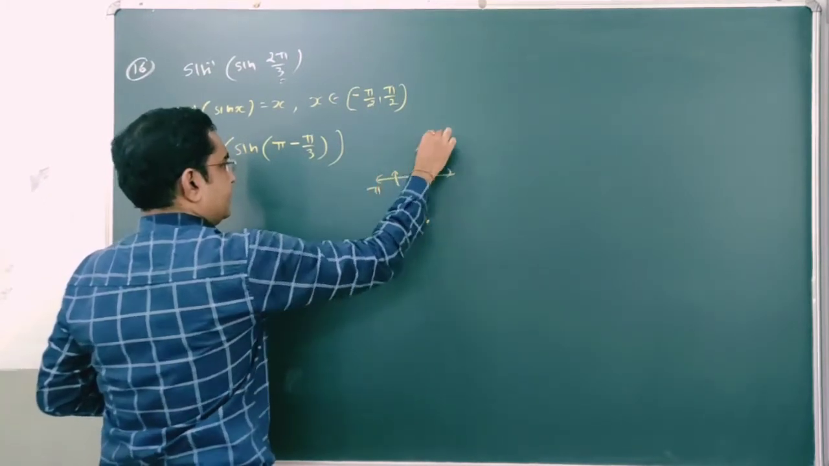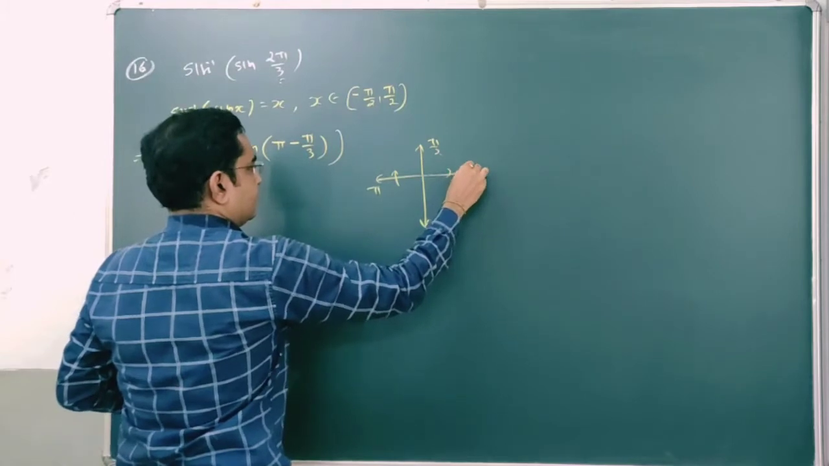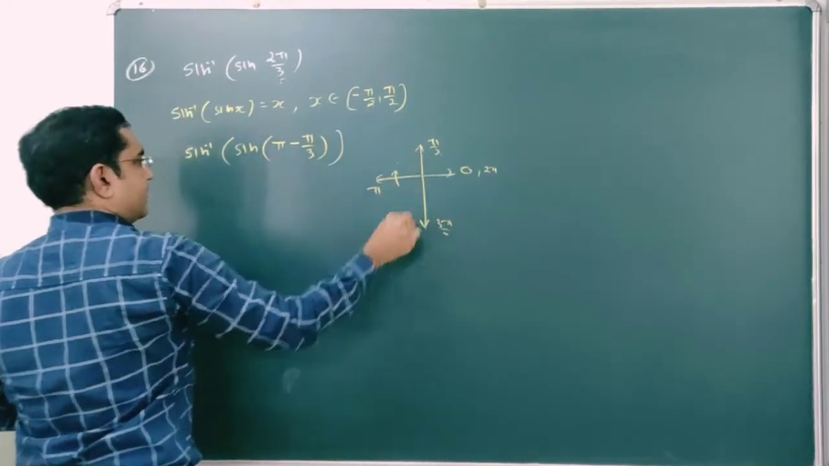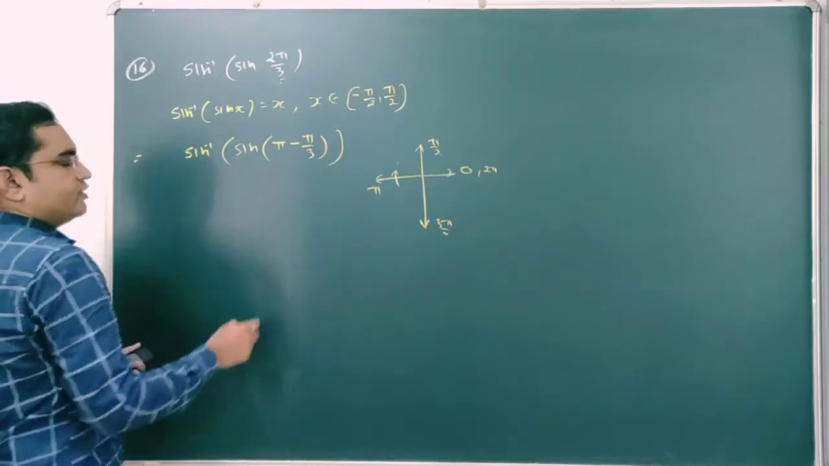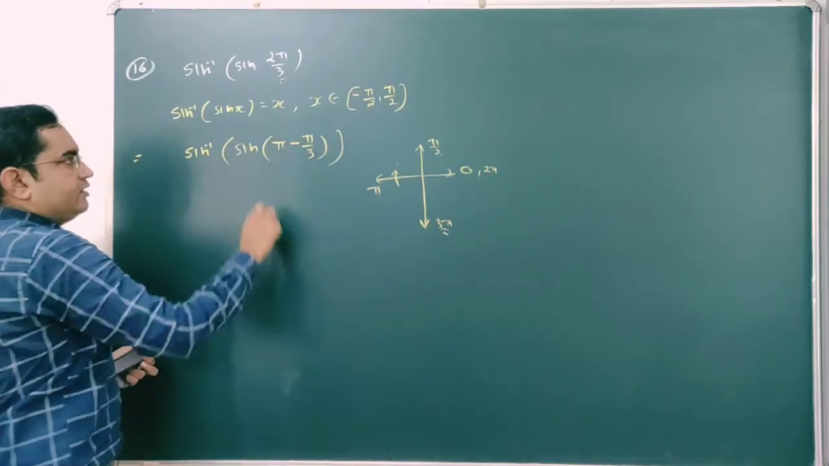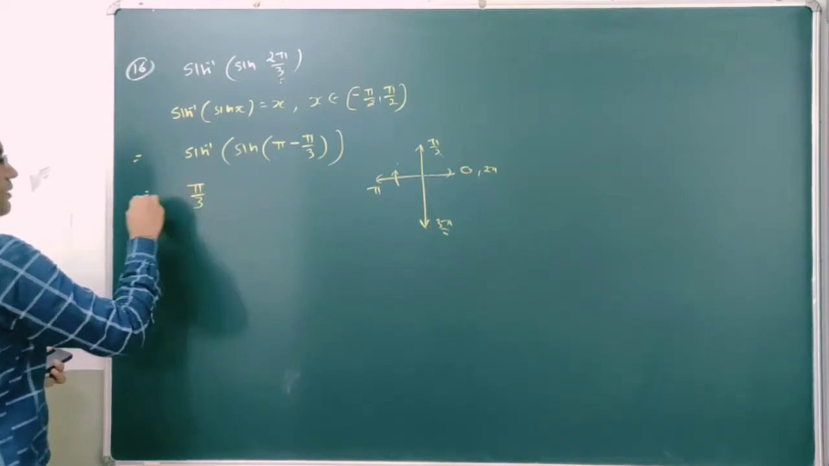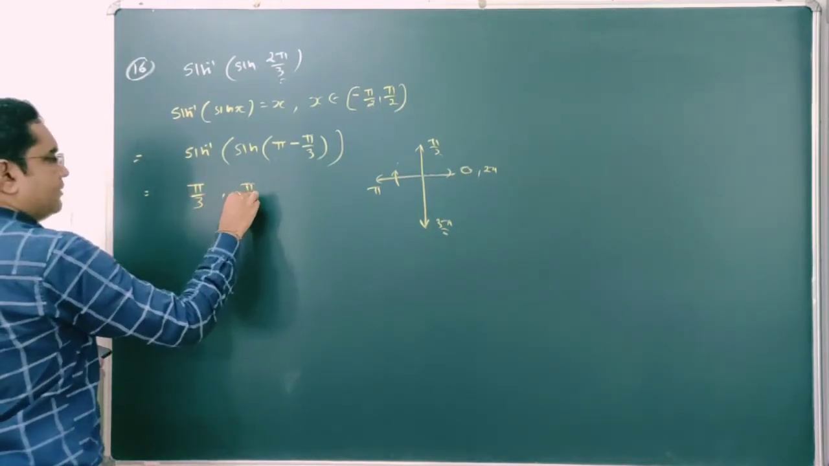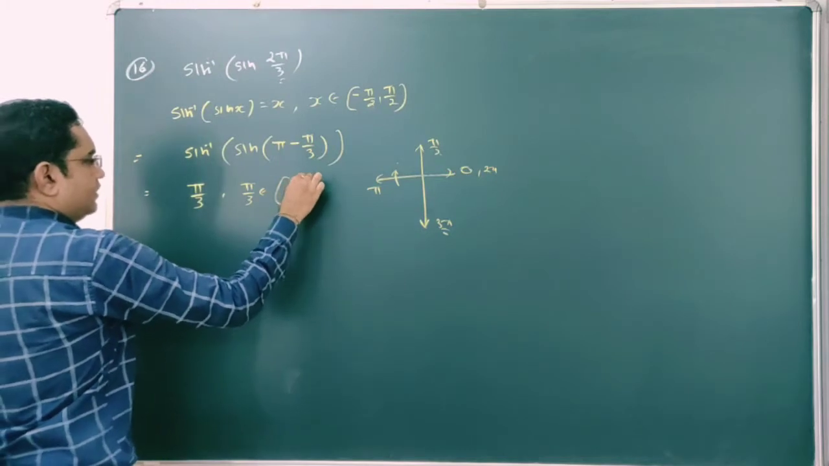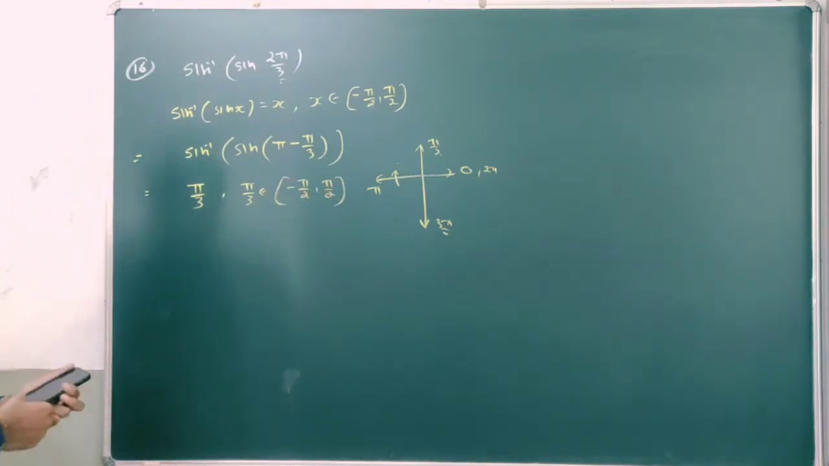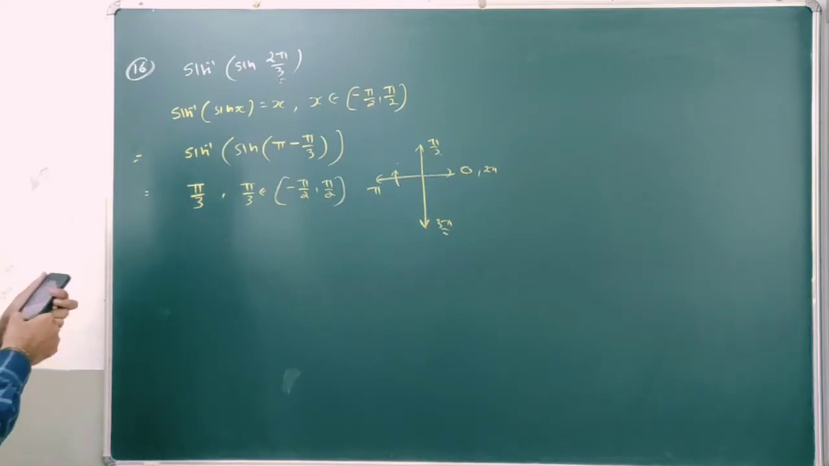ये pi आ गया, ये pi by 2 आ गया, ये 0 and 2 pi आ गया, और ये 3 pi by 2. So pi minus, second quadrant sine is positive. So sin pi minus pi by 3 will be pi by 3. So this one is nothing but pi by 3, because pi by 3 belongs to the closed interval minus pi by 2 to pi by 2, which is the principal range of sin inverse. Done. So our answer is pi by 3.